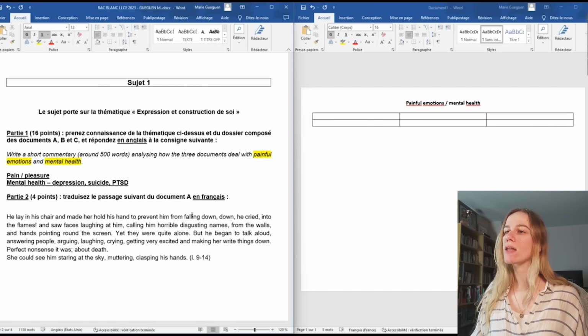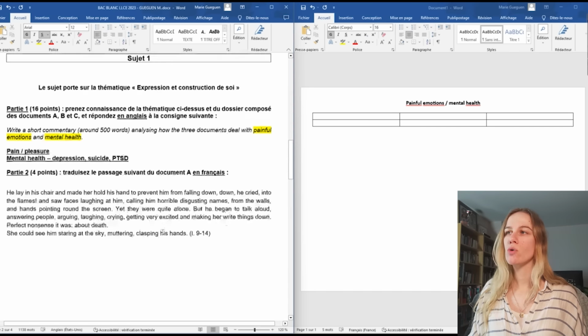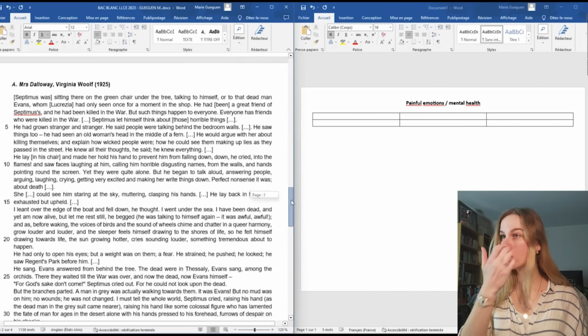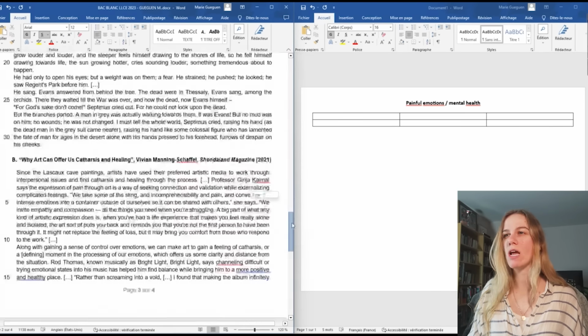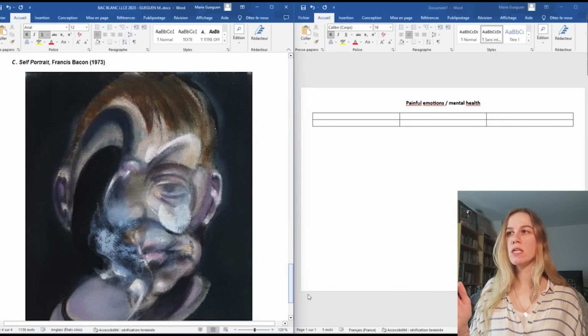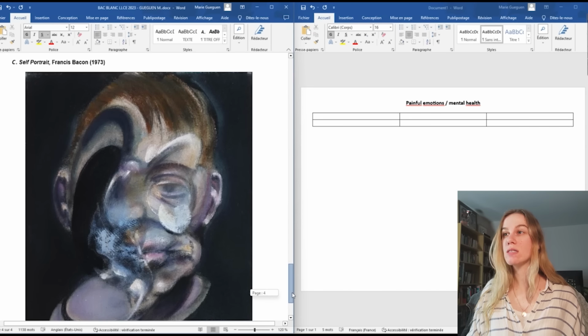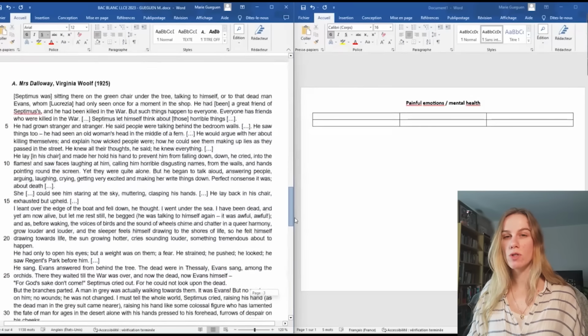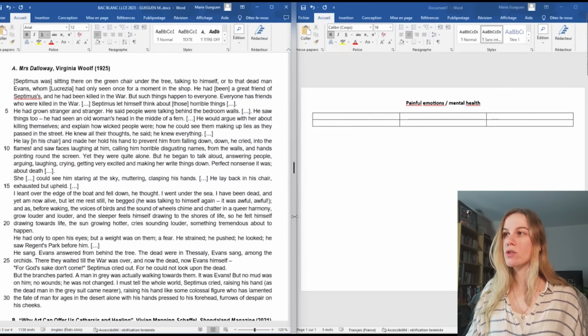Let's have a look at the different documents. So we first have a literary extract from Mrs. Dalloway, written by Virginia Woolf in 1925. We then have an article by Vivian Manning Schaffel, written in 2021. And lastly, we have a self-portrait by Francis Bacon in 1973. So already you can see that the dates are not similar, they're not from the same era. This might be important when you're studying the evolution of a certain topic.